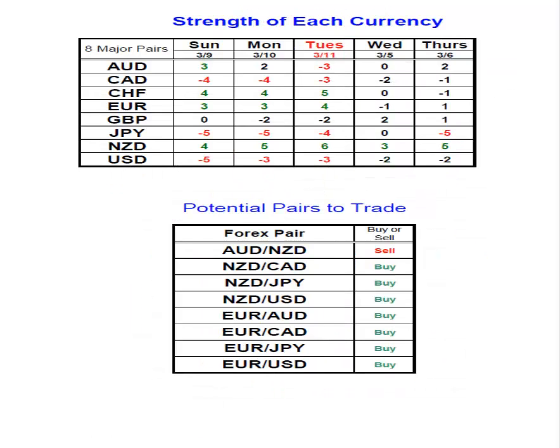From the ADX analysis and the strength calculator, we have the following currency strengths. There are 3 strong currencies and 4 weak currencies. There are 8 qualified pairs: the Euro-Aussie dollar, the Euro-Canadian dollar, the Euro-Yen, and the Euro-US dollar. The Aussie-New Zealand dollar, the New Zealand dollar CAD, the New Zealand dollar Yen, and the New Zealand US dollar. The Swiss franc pairs aren't listed.